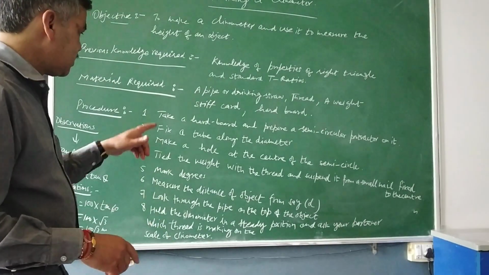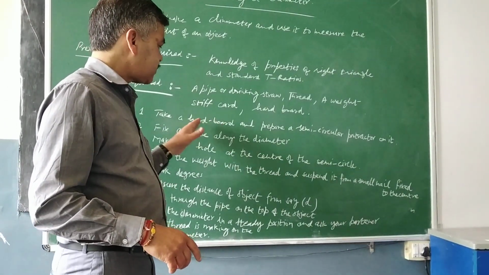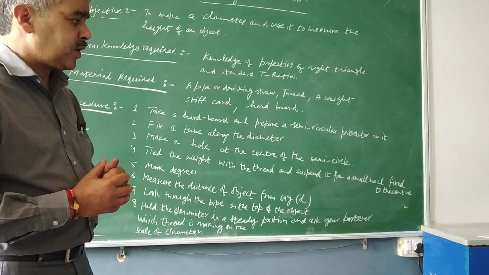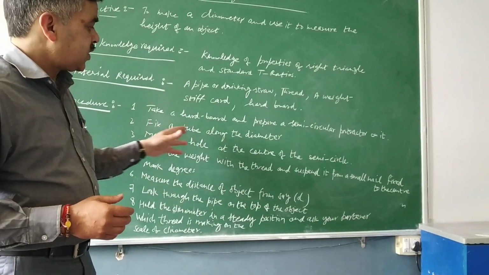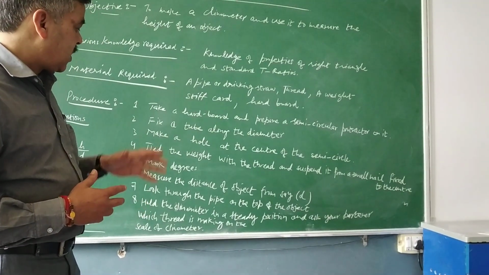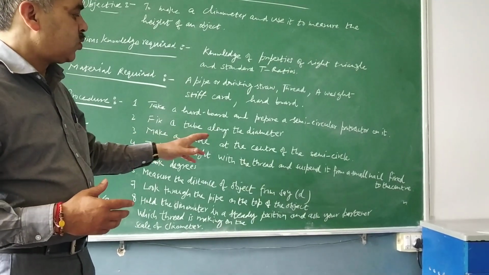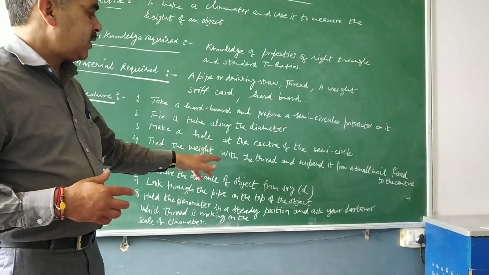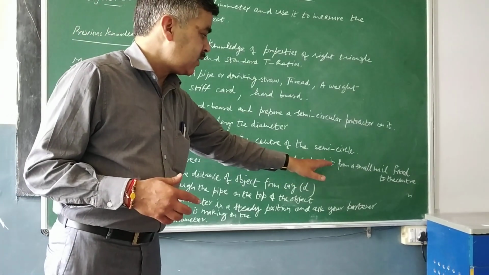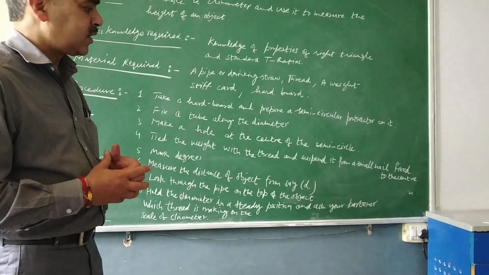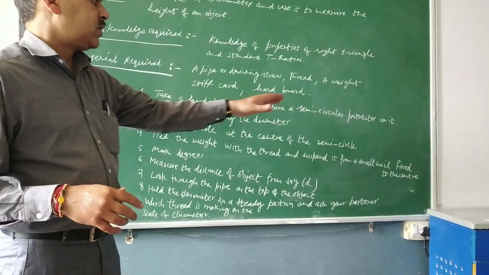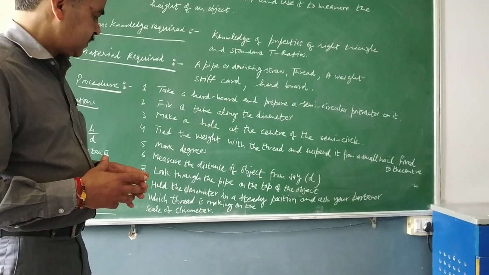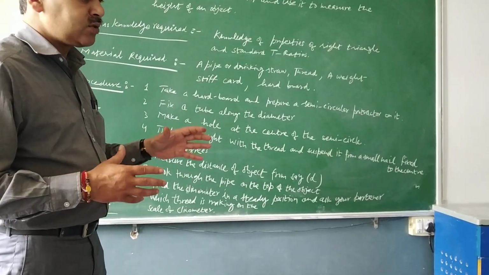The first step is to take a hard cardboard or stiff card and prepare a semicircular protector on it. Then fix a tube along the diameter. In the third step, make a hole at the center of the semicircle, tie the weight to the thread and suspend it from a small nail fixed at the center of the semicircular protector. You need to mark the degrees there. Then measure the distance of the object.